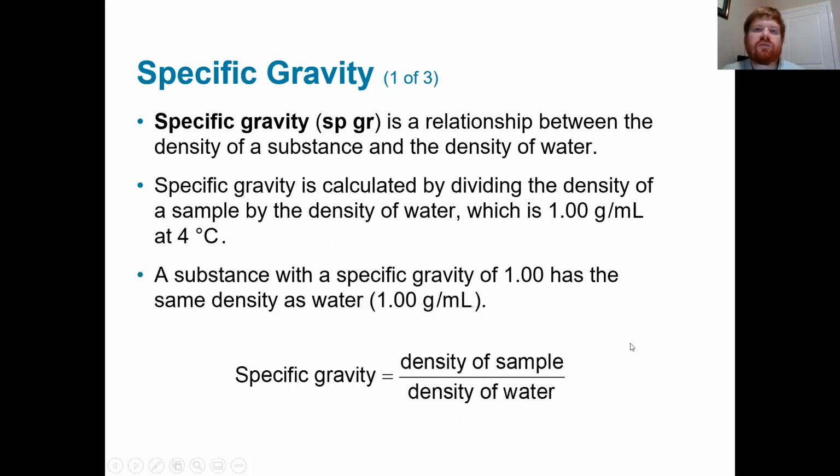Okay, last part of this chapter, very brief mention, but this is something that does come up in medical terms a lot, which is specific gravity. Now, the specific gravity is a very closely related concept to density. It's the relationship of the density of a substance and the density of water. What you do is you take the density of a sample and you divide it by the density of water, which is 1.00 grams per milliliter. So your specific gravity, or SPGR, ends up just being the density of the sample, just without the unit, basically.